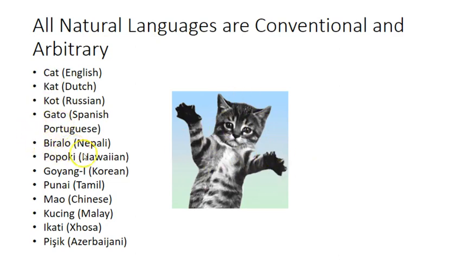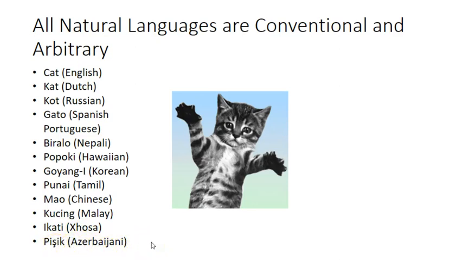Because in Nepali, spoken in Nepal, it's a Biralo, and I don't know how to pronounce these languages, so please forgive me if you know them and I'm slaughtering. In Hawaiian, it's a Popoki. That actually kind of works for me. Korean, Goyangi. Tamil, it's Punai. In Chinese, it's Mao. In Malay, it's Kucing. I don't know, Ikati and Ngosa. And in Azerbaijani, it's called a Pishik.